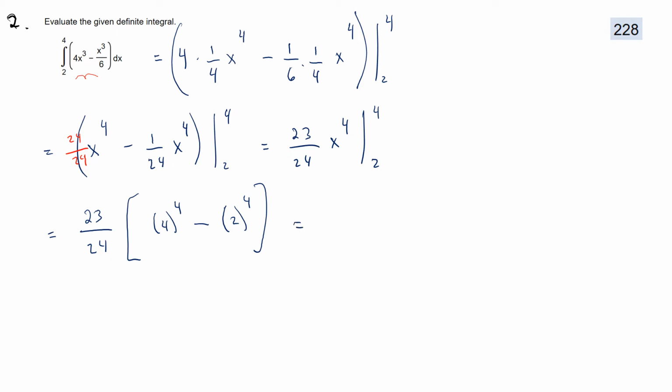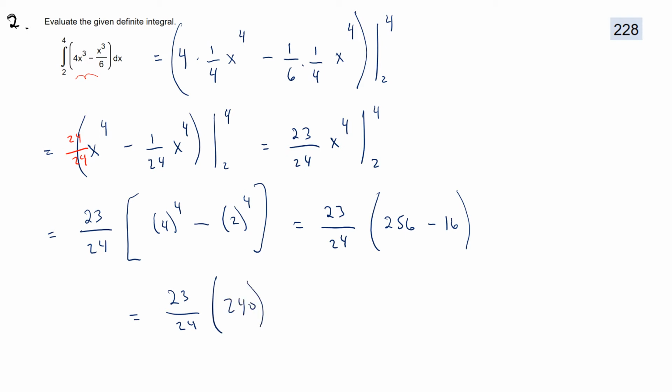So now we have 23 over 24, and 4 to the 4th, that's 256. And 2 to the 4th is 16. So we have 23 over 24. 256 minus 16 is 240. But the 24 goes into 24 once, and 24 goes into this 10 times.